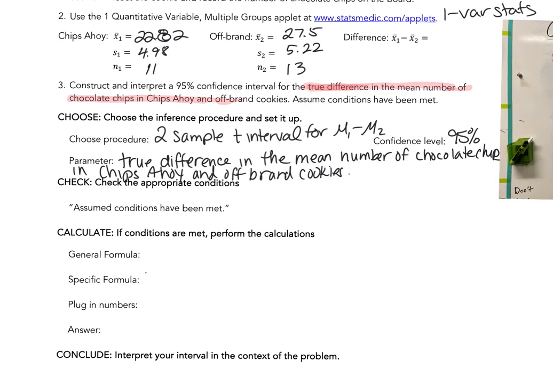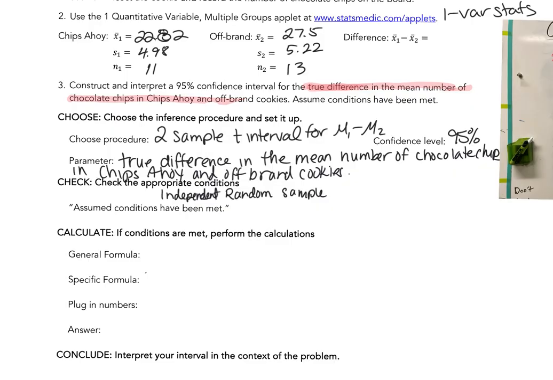Now it says to assume conditions are met, but for the purposes of this, we want to say that it was a random sample. Okay, when it says assume conditions are met, you don't have to write anything down. You get to just move on. But I want to make sure we know what those are. It's a random sample and they're independent, so that it's an independent random sample. That's what's important for this test, because we need to make sure that the two populations are not related. So we can generalize.